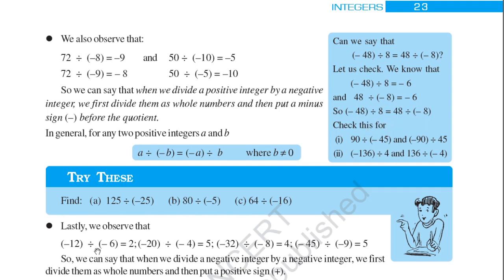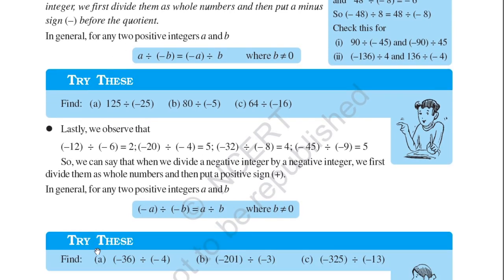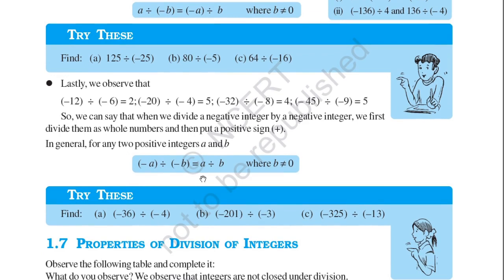Lastly, we observe minus 12 divided by minus 6 is equal to 2, and minus 32 divided by minus 8 is equal to 4. So we know that if there is a minus in the numerator and a minus in the denominator, the minus gets cancelled. So the answer is positive. When we divide a negative integer by a negative integer, we first divide them as whole numbers and put a plus sign. In general, for any two positive integers a and b, minus a divided by minus b is equal to a divided by b, where b should not be equal to 0.